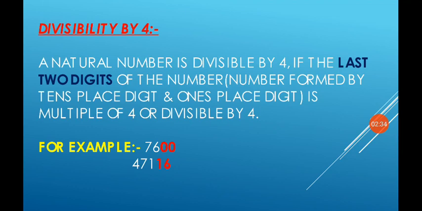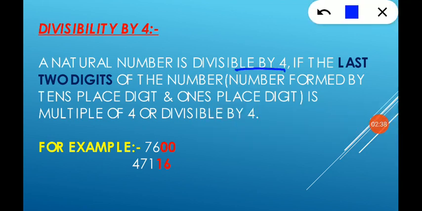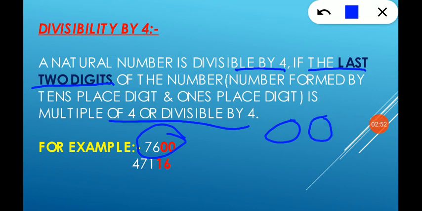A natural number is said to be divisible by 4 if the last two digits of the number are divisible by 4. For example, suppose 7600. So what are the last two digits? 0, 0. And we know that 0 is divisible by any number. Hence this number 7600 is also divisible by 4.